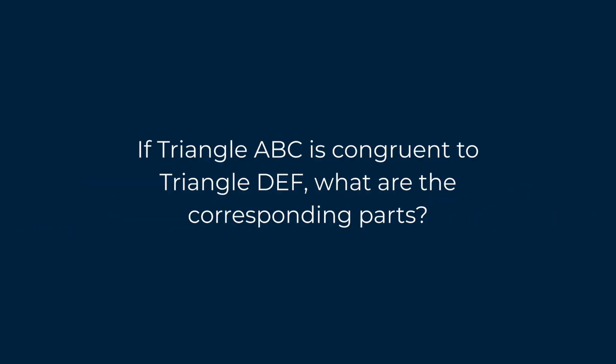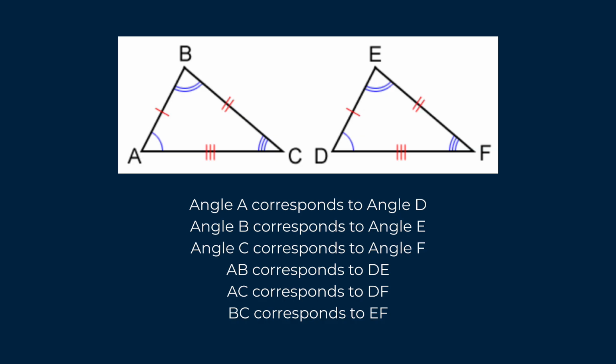So, if triangle ABC is congruent to triangle DEF, what are the corresponding parts? I'll give you a moment. And here are the answers. Angle A corresponds to angle D, angle B corresponds to angle E, angle C corresponds to angle F, AB corresponds to DE, AC corresponds to DF, and BC corresponds to EF.